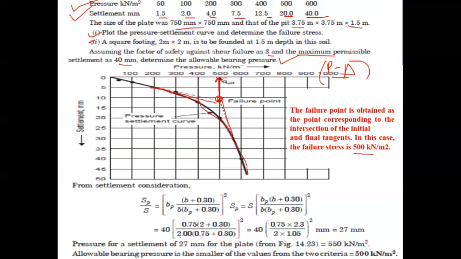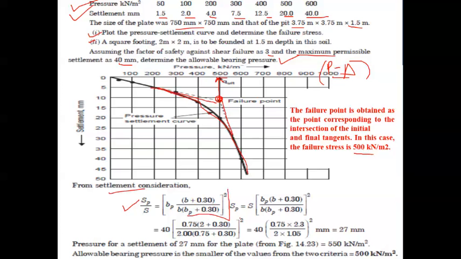Then from the settlement consideration, if we are using the settlement criteria, as it is a sandy soil as mentioned in this problem, we have to use this formula: Sp divided by S is equal to Bp into (B plus 0.3) divided by B into (Bp plus 0.3), the whole square. This is the formula we are using.